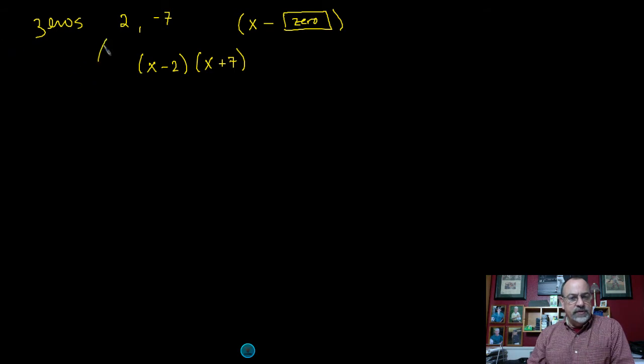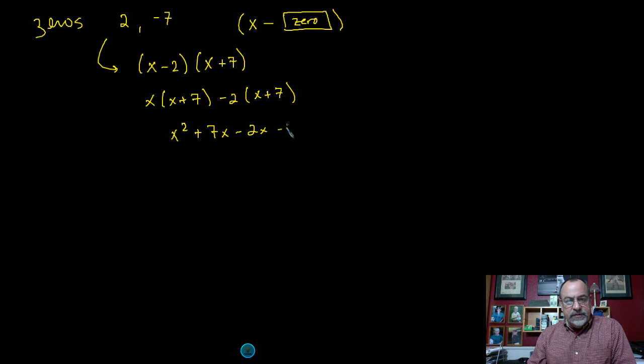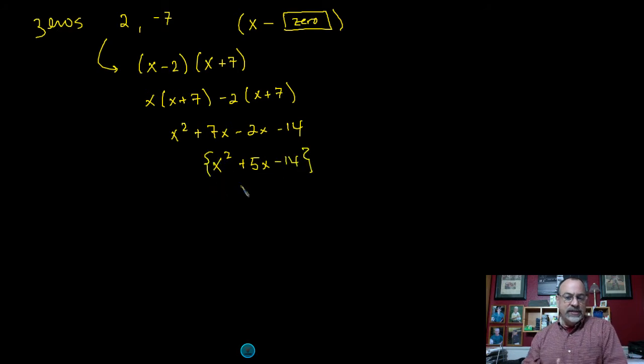So I go from the zeros to the factors, and now I multiply those together. I use the distributive property, x times x plus 7, and then the -2 times x plus 7. So that's x squared plus 7x minus 2x minus 14, and then I add my like terms, so this would be x squared plus 5x minus 14. This would be the polynomial in standard form if these were the zeros that were given to me.